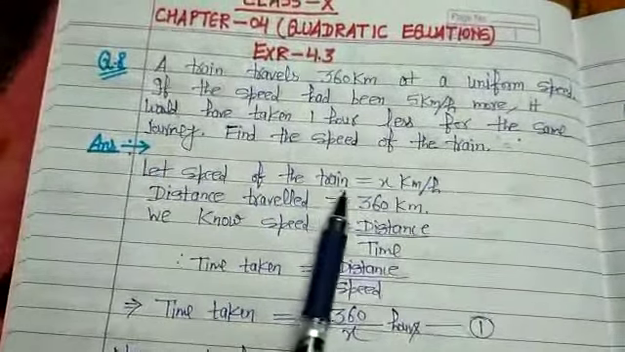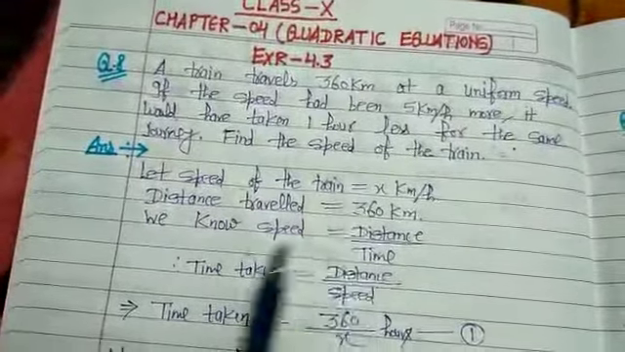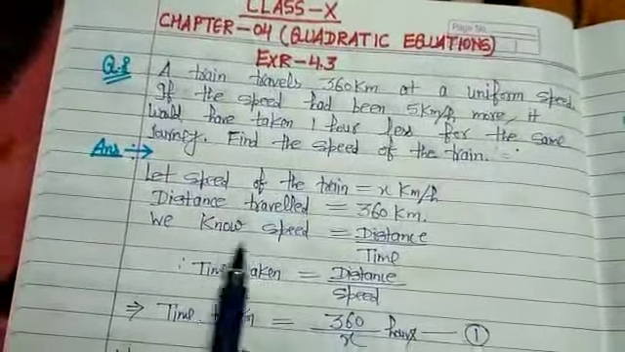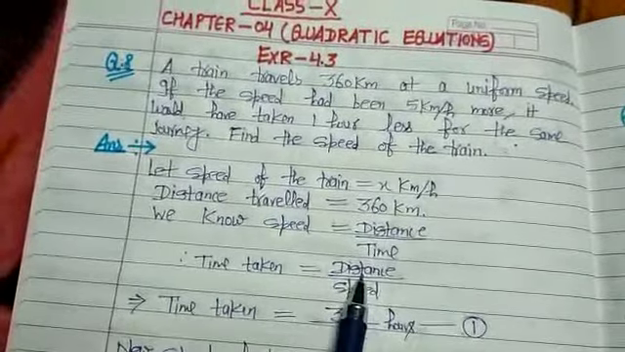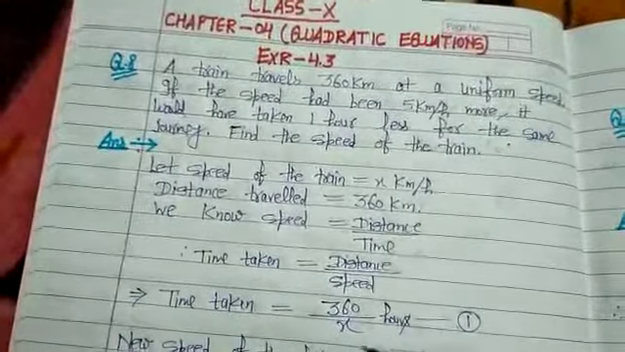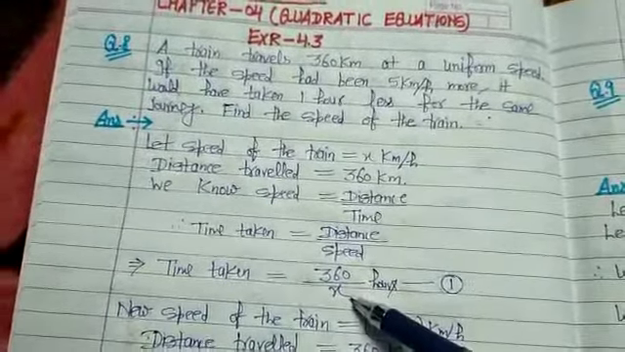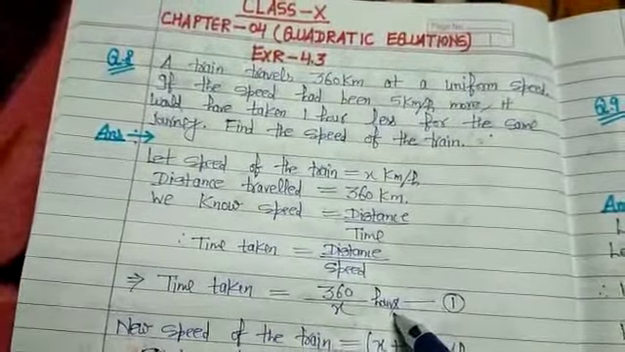So let us suppose the speed of the train is x km per hour, and it is given in the question that distance traveled is 360 km. We know that speed is equal to distance upon time. Therefore, time taken is equal to distance upon speed. So here distance is 360 km and speed is x km per hour. So time taken is 360 upon x hours.